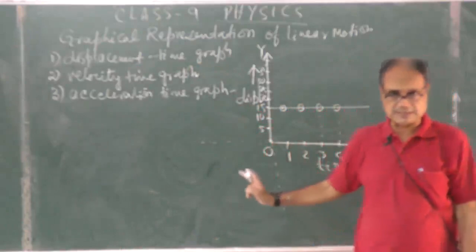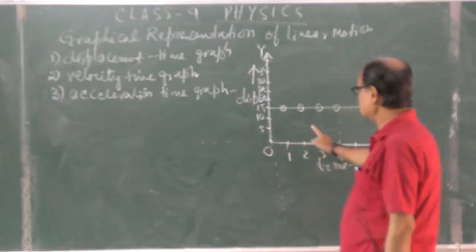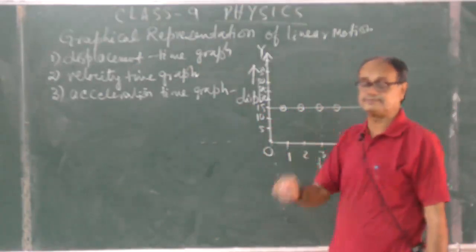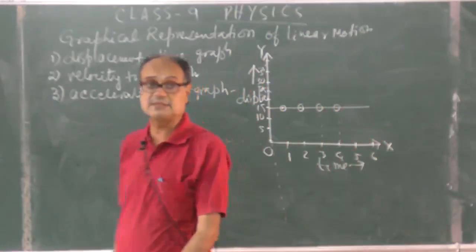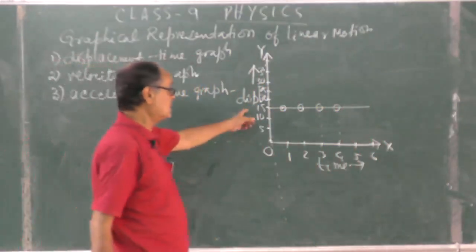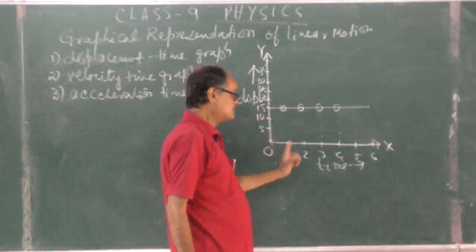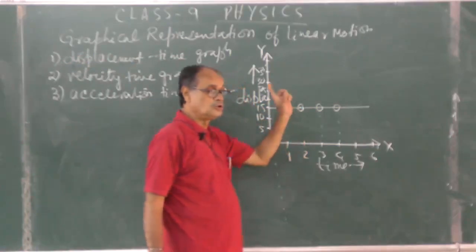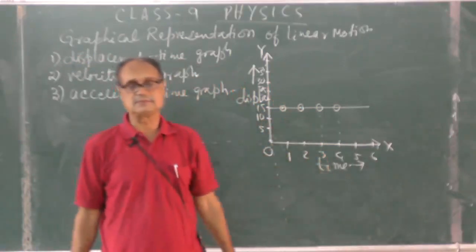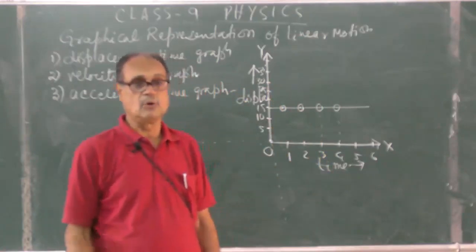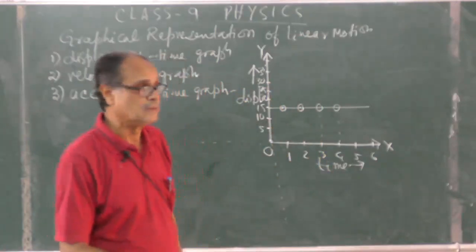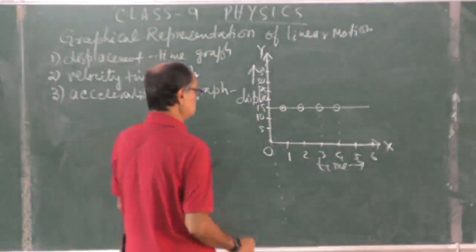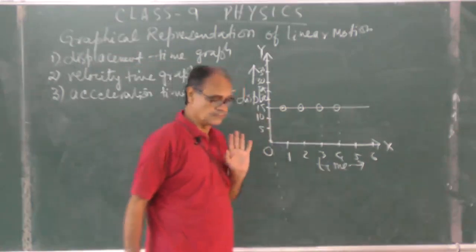It is making no displacement here. That shows that the body is stationary. That means when the graph line is parallel to the time axis, the motion as such is 0. That means the body is very much in the stationary condition.